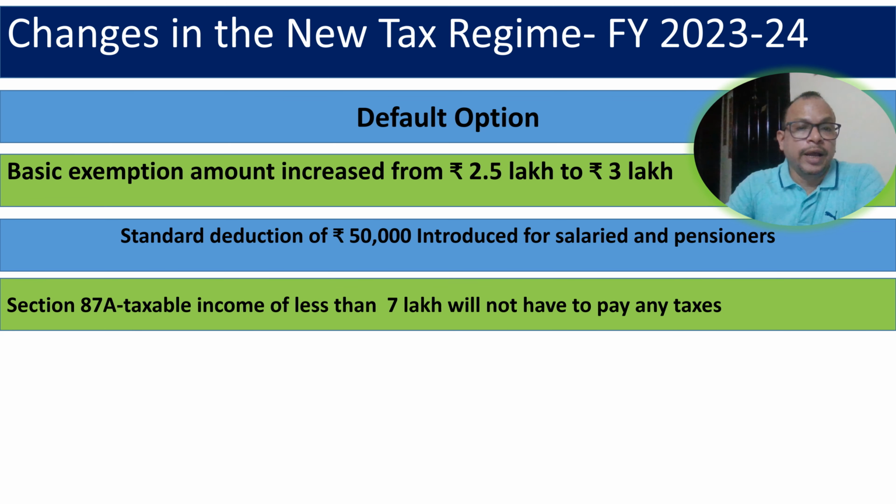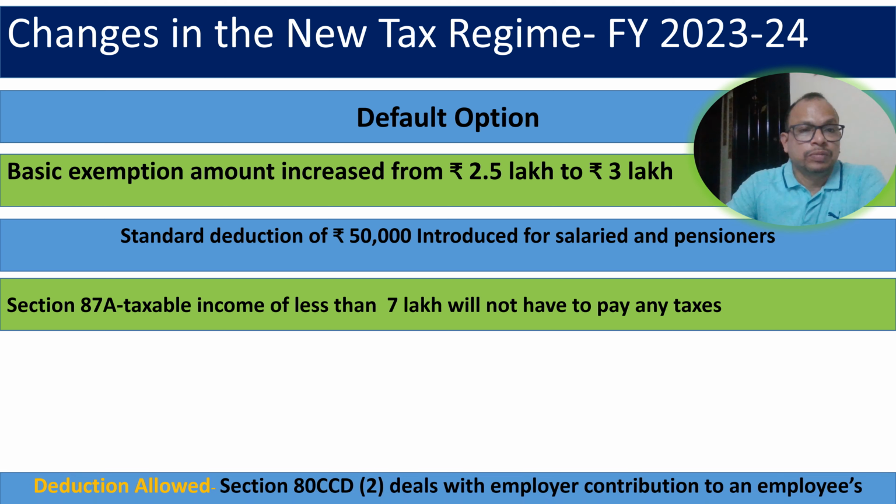And under section 87A of the Income Tax Act, the taxable limit has been increased to 7 lakhs. That means if a person is earning a salary income of 7 lakh 50,000, with the standard deduction of 50,000, then they need not pay any income tax. Similarly, it is applicable for pensioners also. If they are drawing total pension of 7 lakh 50,000, they need not pay any income tax.